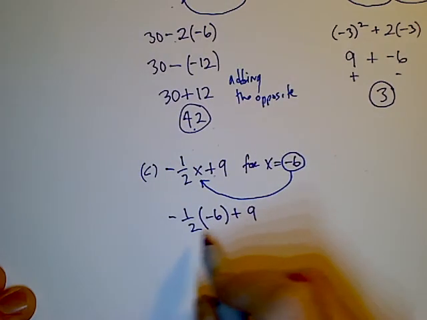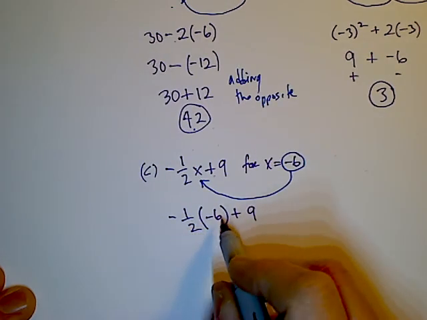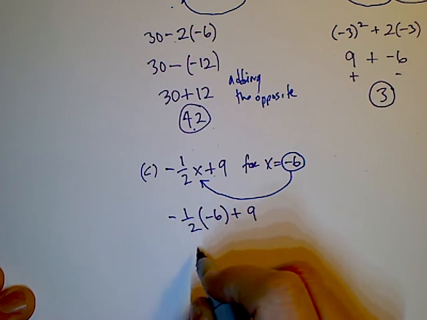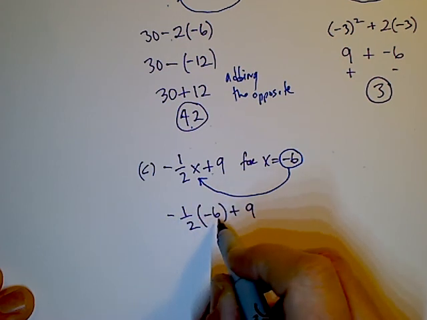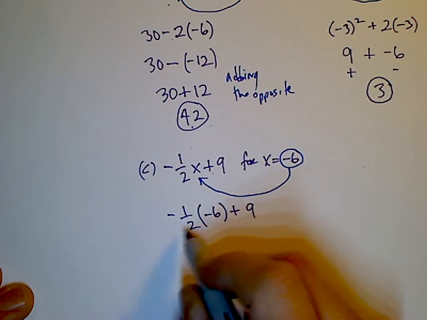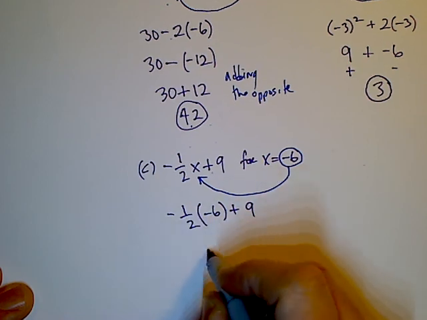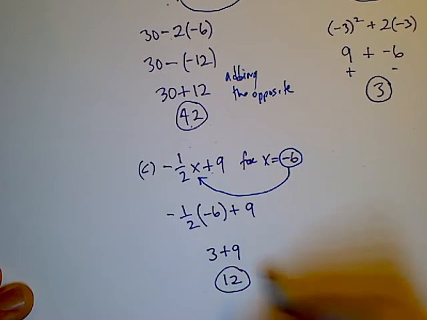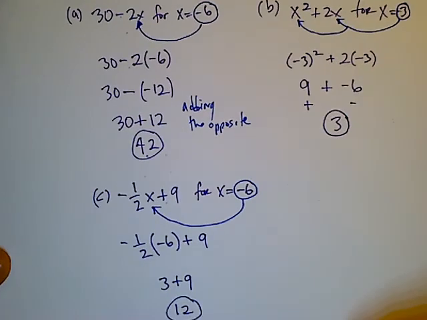So order of operations, I need to multiply first. -1/2 times -6. Well, I know I'm dealing with a negative times a negative, so my answer has to be positive. And now it's just 1/2 of 6. So look at it without the negative signs. What is 1/2 of 6? 1/2 of 6 is 3. So 3 plus 9, final answer, 12. All right, last one, D.